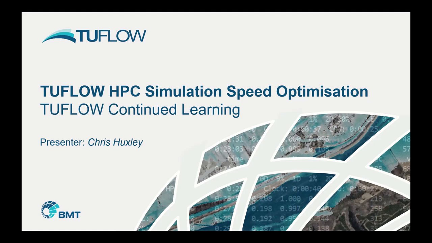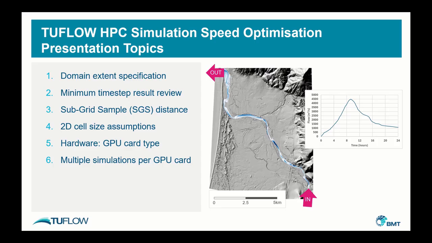Today's presentation is going to focus on how to increase your TUFLOW HPC model simulation speed. I'll be discussing 6 key topics today. Those include review of your domain extent, review of your minimum simulation time step, optimization of your subgrid sample distance, and also consideration of your 2D cell size, GPU hardware, and whether you can run multiple simulations on a single GPU card.